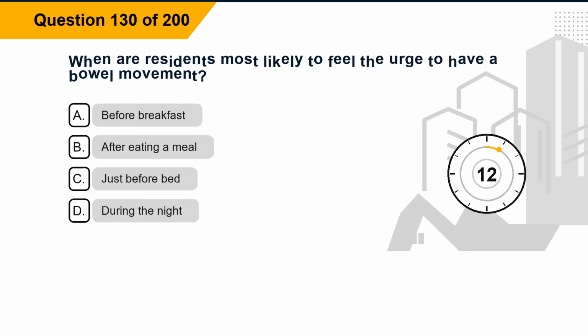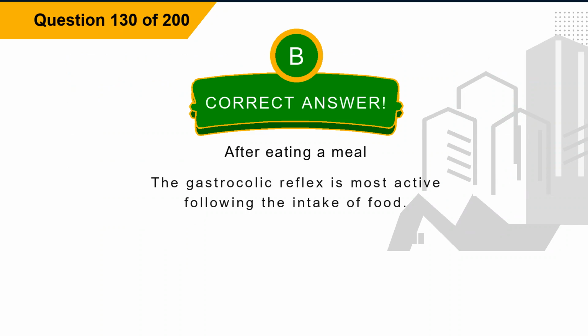Question 130. When are residents most likely to feel the urge to have a bowel movement? Option A, before breakfast. Option B, after eating a meal. Option C, just before bed. Option D, during the night. The correct answer is option B, after eating a meal. Explanation. The gastrocolic reflex is most active following the intake of food.